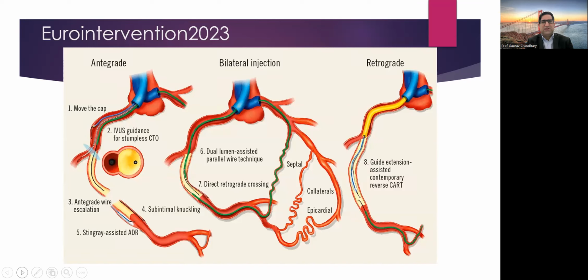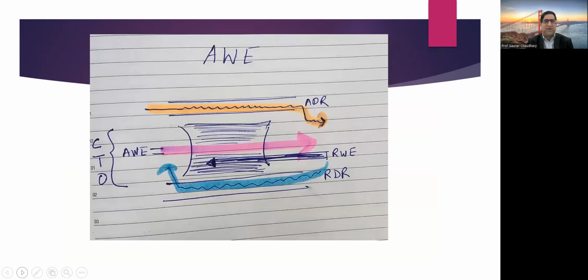These are the various ways. First and most important is the bilateral injection to see the distal vessel quality as well as the connection of the collateral coming from the opposite vessel. And first, we should try the antegrade wire escalation. If it is not possible, and if there are some features, then the move the cap approach or the IVUS guidance for a stumpless CTO can be used. And if not, then of course antegrade dissection re-entry by Stingray assisted ADR can be done. And if it is not possible, then we can go with the retrograde approach, and I have discussed that in the retrograde CTO Academy, how to approach a CTO in a retrograde manner.